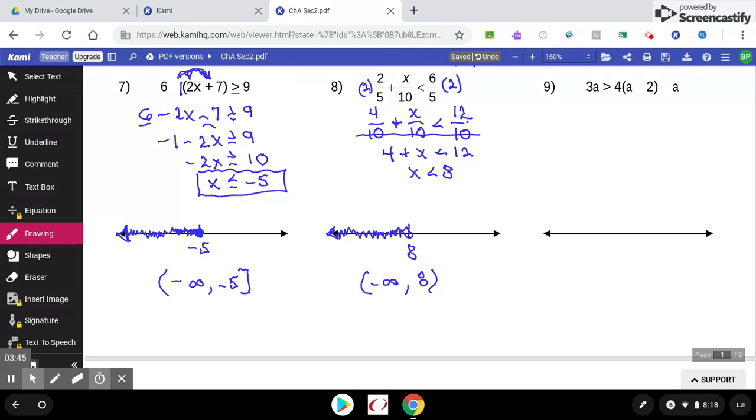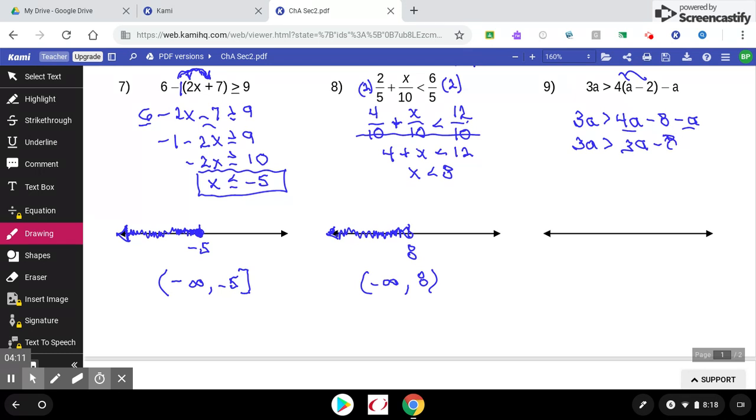All righty, number 9. So check out some distributive property there. That's pretty much automatic every time. Times it by 4. Times it by 4. And then combine. Okay, so let's see. I got a 3a over here. I can do 4a minus 1a. That's 3a. And minus 8.